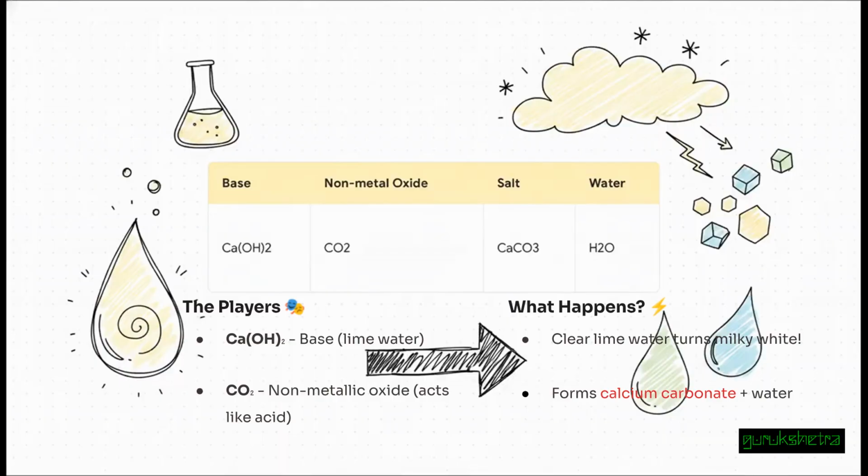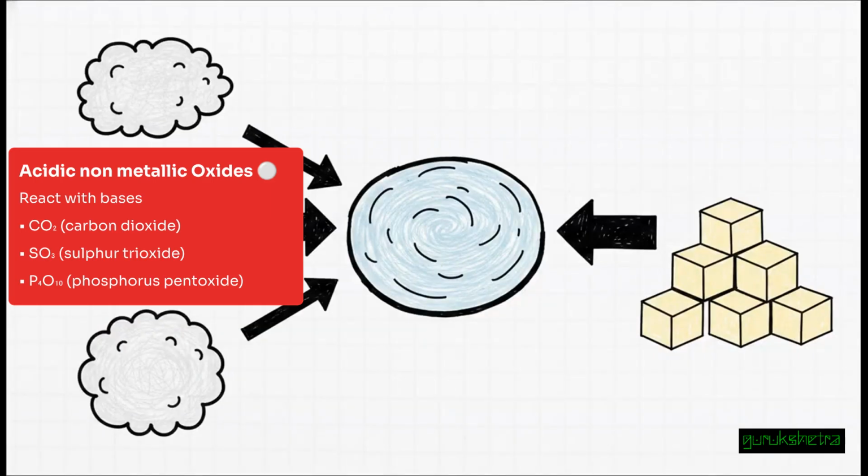And the result? We get calcium carbonate, which is a salt, and water. Because the carbon dioxide is neutralizing the base, it is literally exhibiting acidic behavior. And carbon dioxide isn't the only one that pulls this trick. Sulfur trioxide and phosphorus pentoxide are also brilliant examples of non-metallic oxides that react with bases to form salts. Because of this, we can confidently classify these specific compounds as acidic oxides.